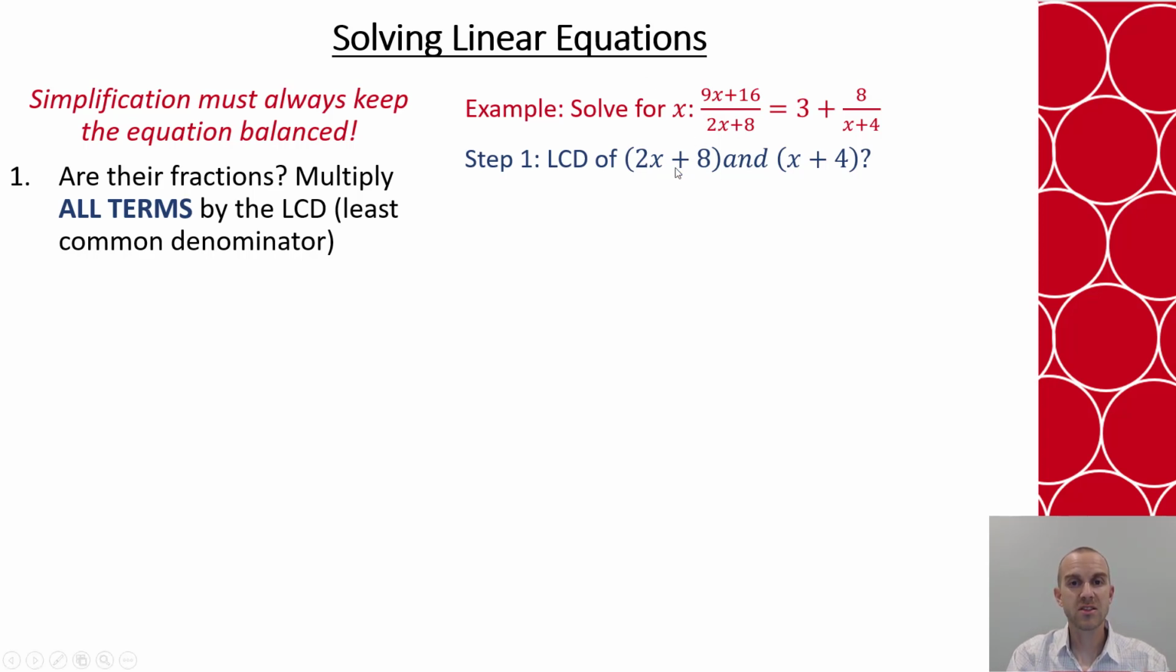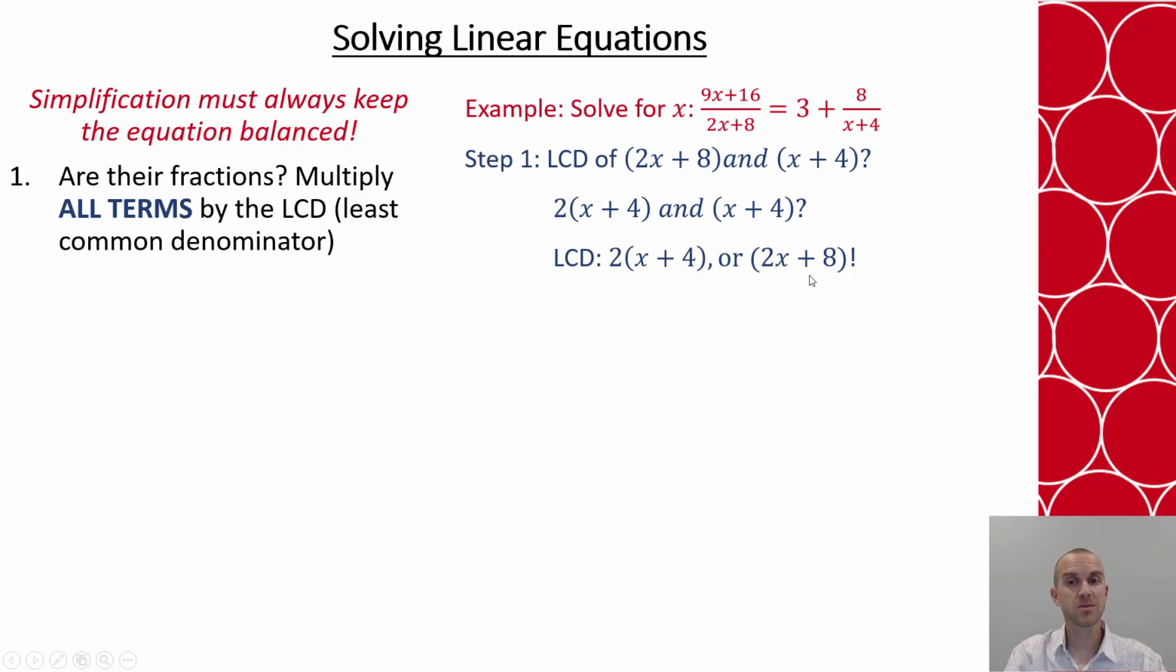So in this case, I have this 2x plus 8 and say, can I simplify that? Yes. I can factor that to 2 times x plus 4. And the right-hand fraction is still x plus 4. So I can say, well, what's the least common denominator? What's the 2 times x plus 4? I need both of those parts. So I can look at the LCD as being 2 times the quantity x plus 4, or I can look at it as being 2x plus 8, so I can simplify a little bit easier with each of these equations.